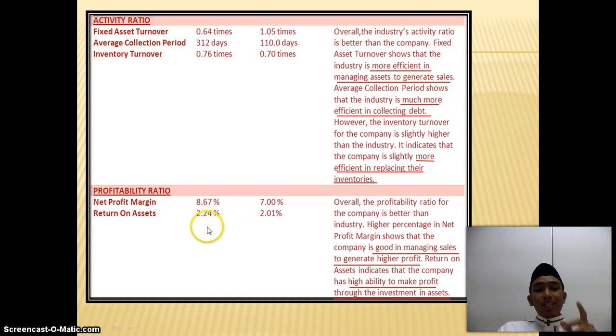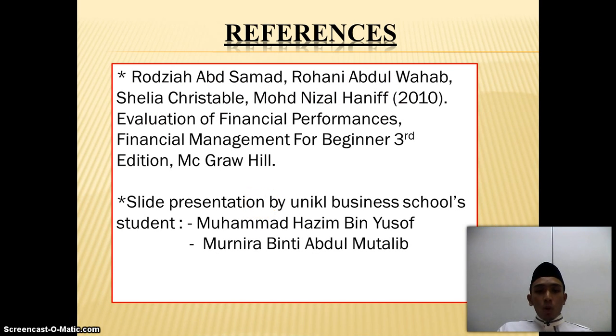And the last one, return on asset. So ROA also shows that the company is higher than the industry. So it shows that the company has a high ability to make a profit through the investments in assets. So that's all for our presentation today. So these are our references while we were doing our slides.